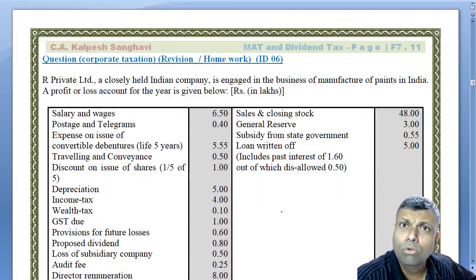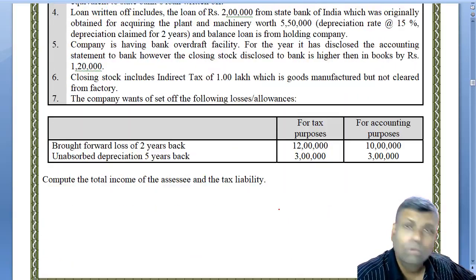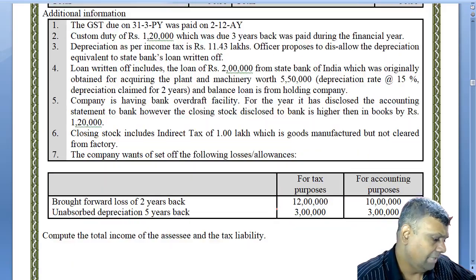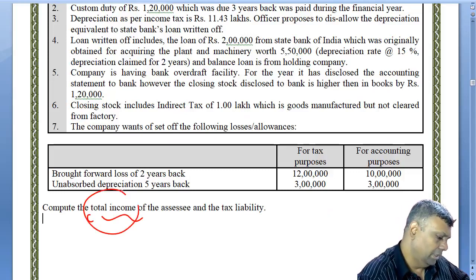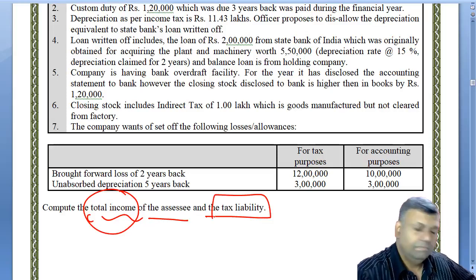This is in the homework category. Okay, but let us see what it is printing. I think it is just the previous page. Just scroll it. Compute the total income of the assessee and the tax liability.